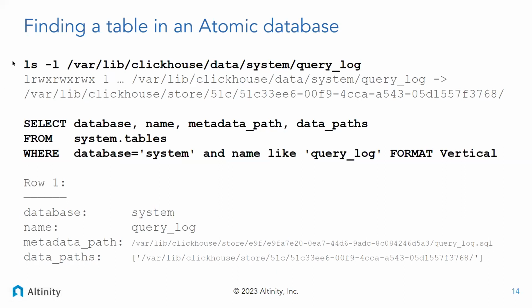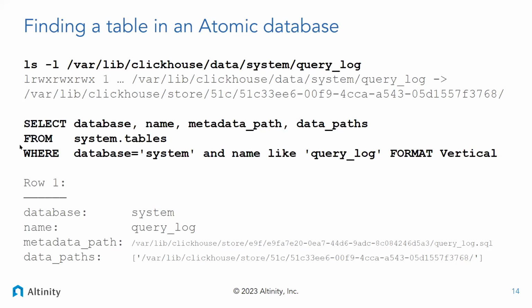So if we want to find a table in an atomic database, let's go look for the system query log, which is a very popular one. If you do any performance work, it's one you will probably look at. So we'll go in here, and we're going to do an ls. And once again, the structure of the database and the tables is visible under data. And so we'll see system and query log, but what we'll see again is that entry is there, but it's actually a link again to something located in storage.